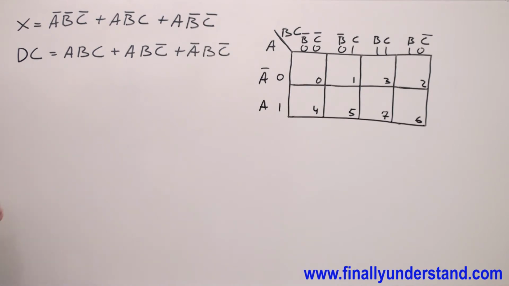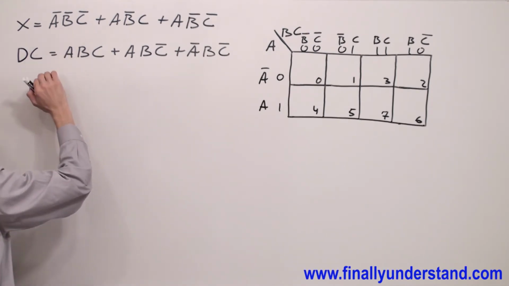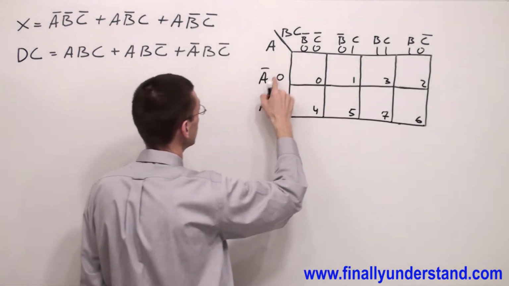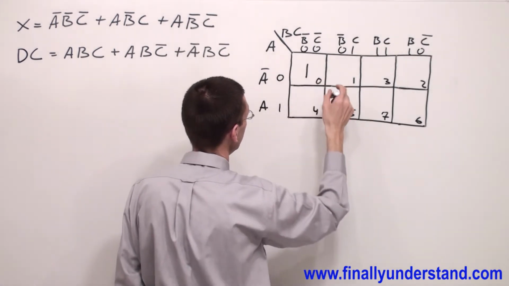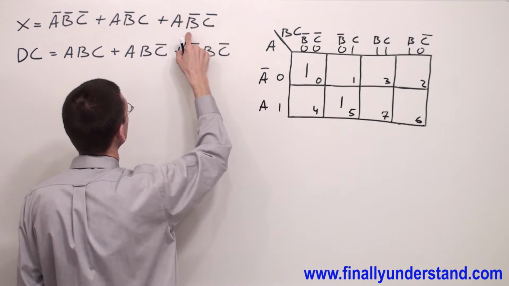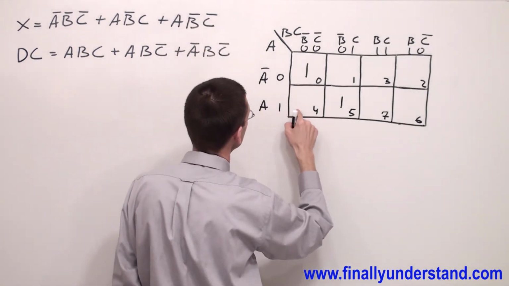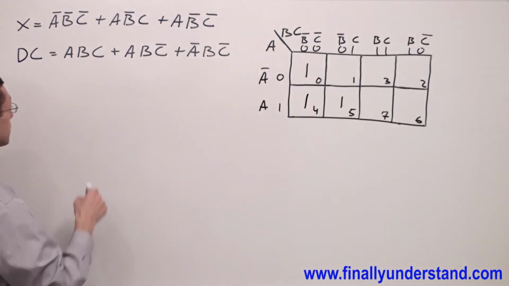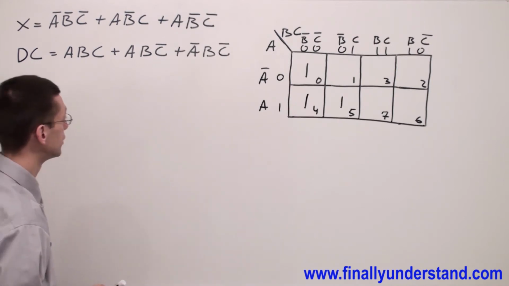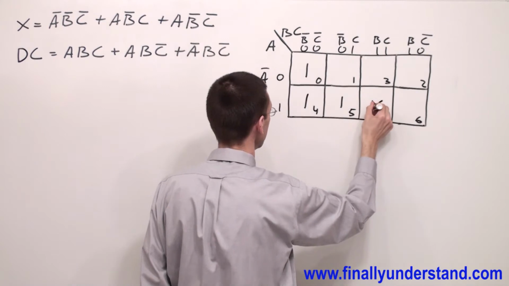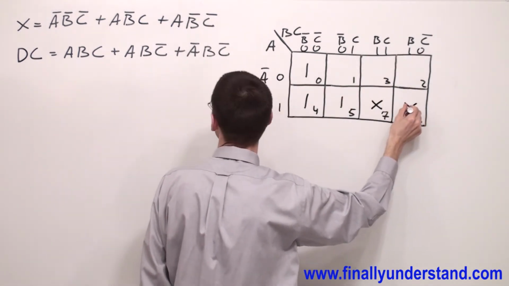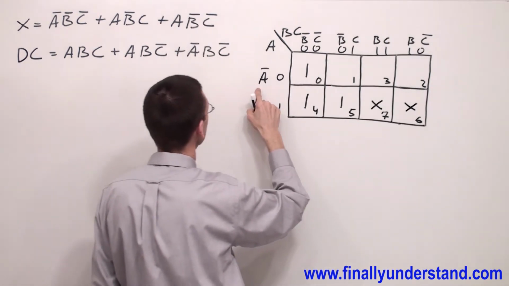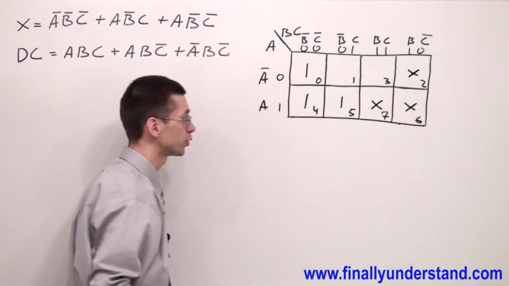Next, please notice that we are going to have don't care conditions in this example. First, we are going to put ones in the following cells. I have A naught, B naught, C naught over here. I have A, B naught, C over here. I have A, B naught, C naught over here. Next I have don't care conditions: A, B, C over here, and A, B, C naught, don't care, and I have A naught, B, C naught.